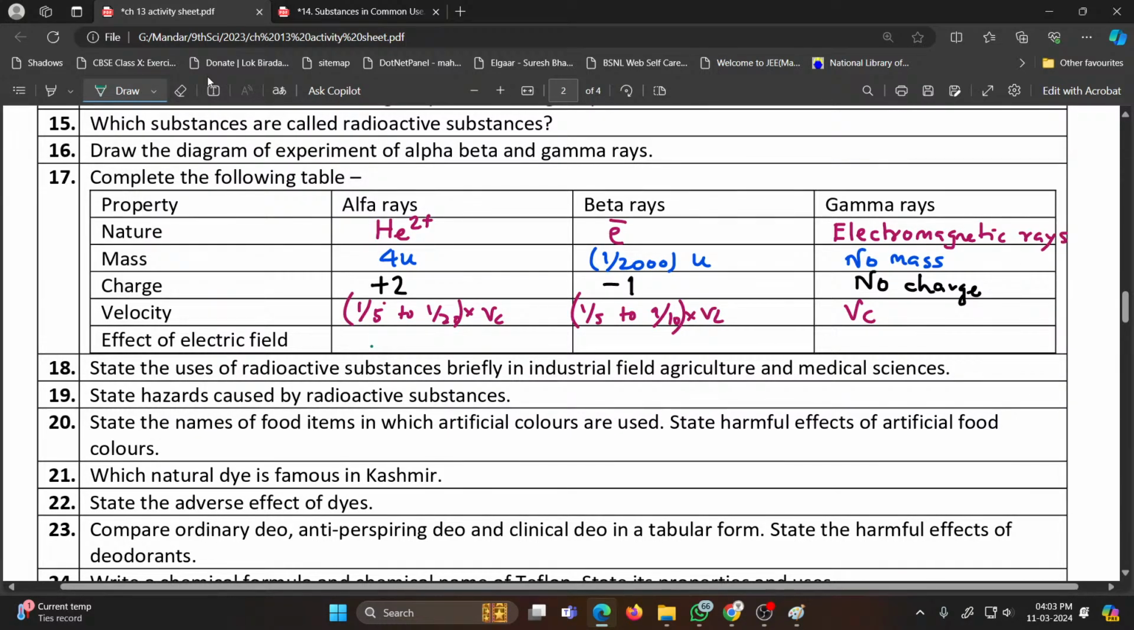Then the effect of electric field: alpha rays are attracted towards the negative plate, beta rays are attracted towards the positive plate, and for the gamma rays there is no deviation, as we have seen in the diagram. Next question is, state the uses of radioactive substances briefly in industrial field, agriculture and medical sciences.